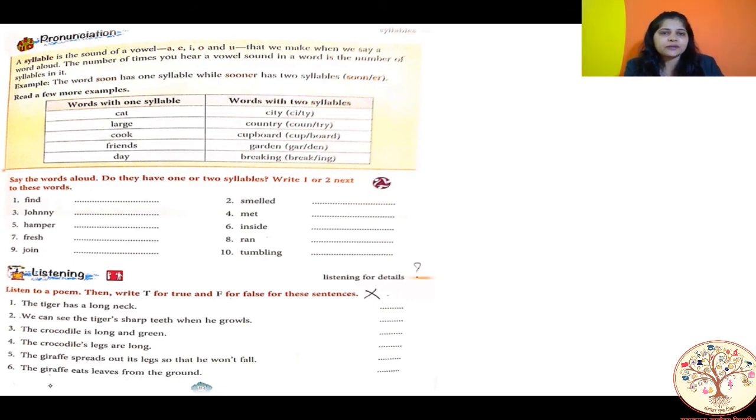Johnny. One syllable. Now, what will be an example of two syllables? Tumbling. U and I. So this is what you have to do. The listening you don't have to do. This is a different exercise. We don't have that listening audio. So you have to leave it for the time being.